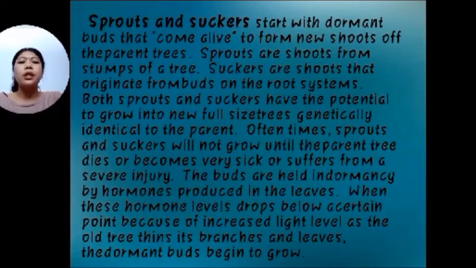Oftentimes, sprouts and suckers will not grow until the parent tree dies or becomes very sick or suffers from a severe injury. The buds are held in dormancy by hormones produced in the leaves. When these hormone levels drop below a certain point because of increased light level, as the old tree thins its branches and leaves, the dormant buds begin to grow. Sprouts are the shoots that develop on the trunk and branches of trees, while suckers are shoots that grow from roots or the base of a tree.